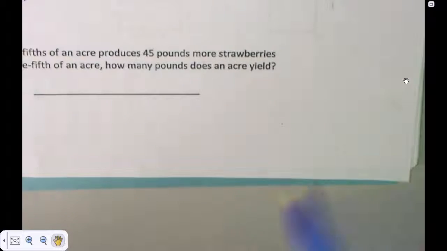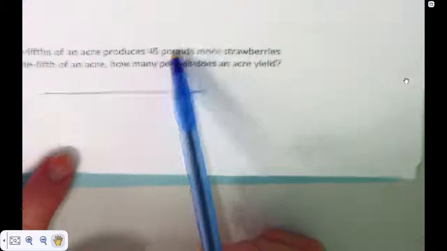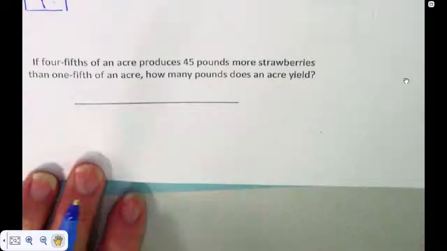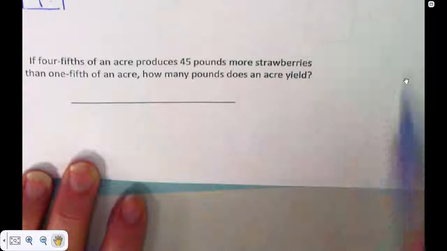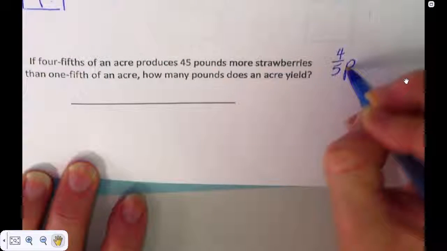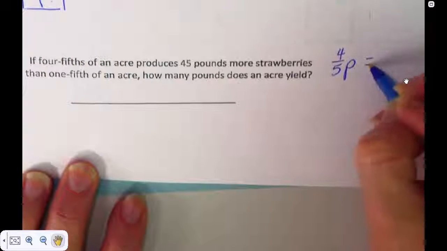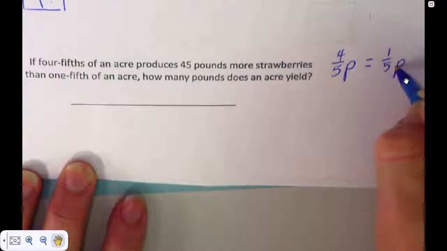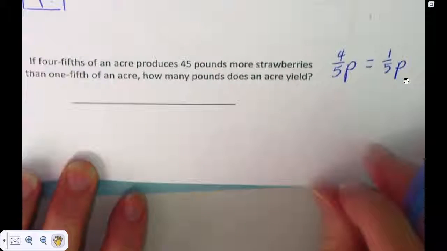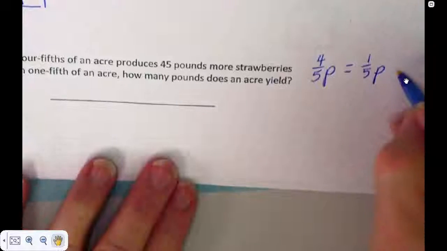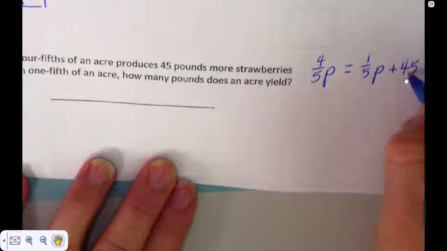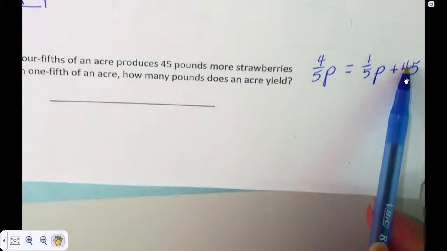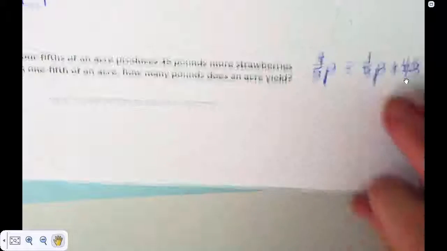Okay, number 4. 4/5 of an acre produces 45 pounds more strawberries than 1/5 of an acre. So how many pounds does an acre yield? So we're going to put 4/5 P again equals 1/5 P, but where am I going to add the 45? To the 1/5. To make them equal, we have to add the 45 to that side. No, we're not solving these two.